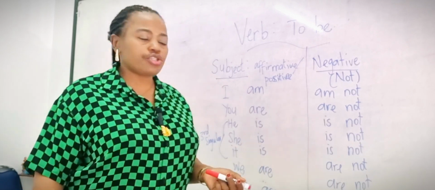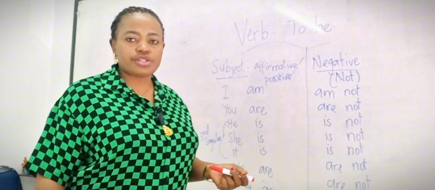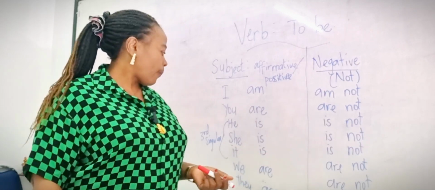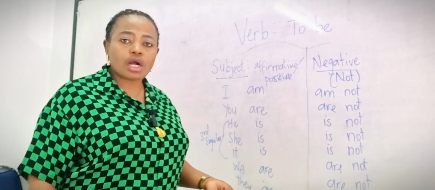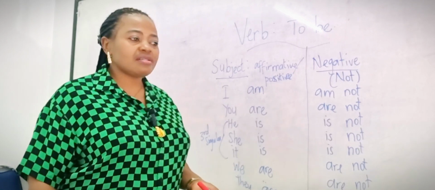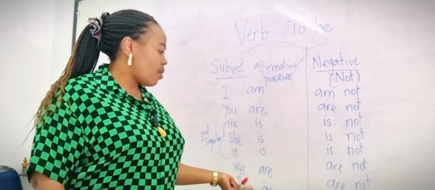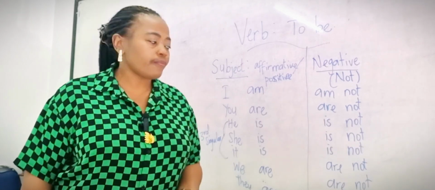I am not a teacher. You are not a teacher. He is not a teacher. She is not a teacher. It is not a dog. We are not students, or we are not teachers, or they are not teachers.